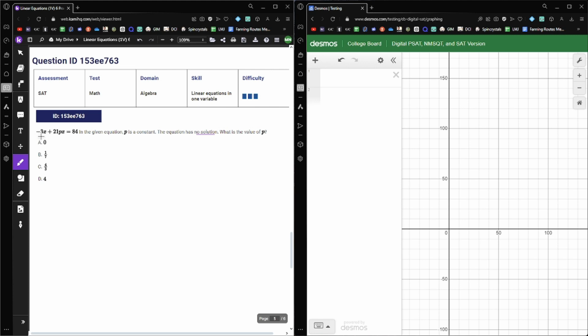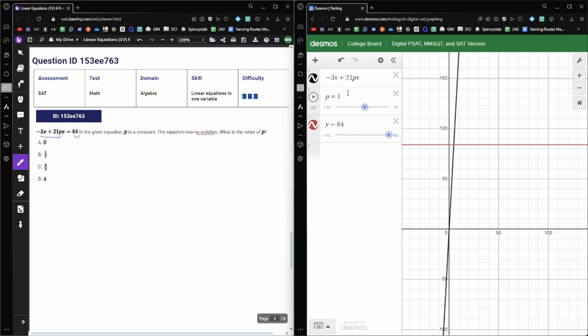All we have to do is move this entire thing in one row and put this entire thing in the other row. So negative 3x plus 21px and then y equals 84. Now you're going to notice it's going to make you add this slider right here, and you're going to do that. So go ahead and click on that. And now all we have to do is start plugging in these answer choices.